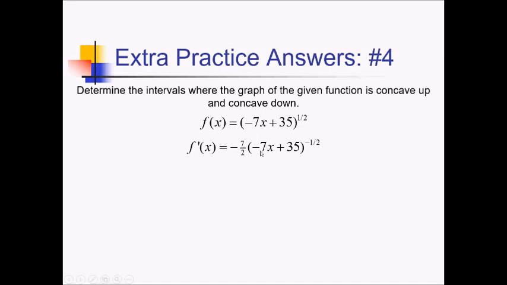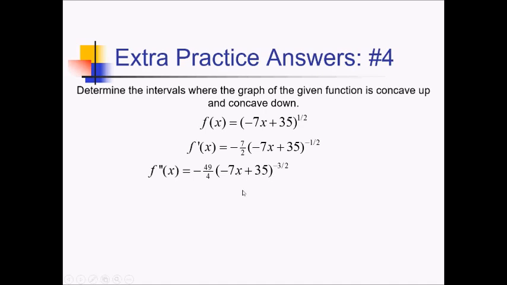So let's do this in steps here. -7/2 times -1/2, that's going to be 1/4. Multiplying that by -7, we get -49/4. And the new exponent is going to be the -3/2 power. All right, so let me clean this up a little bit and put this in a form that it's easier to do analysis in terms of what makes it 0, what makes it undefined.